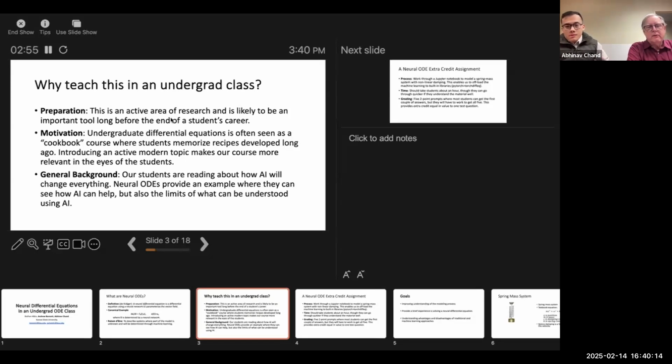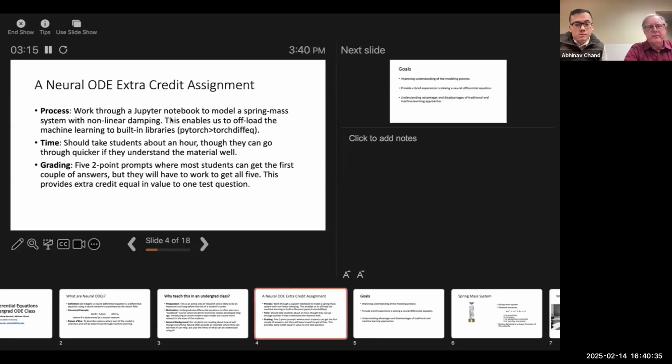And it certainly fits into the fact that our students are reading about how AI will change everything. So neural ODEs provide an example where they can see and use AI and understand how it can help, and also understand the limits of what it will help with and what it won't help with. And that's part of our goals in this.